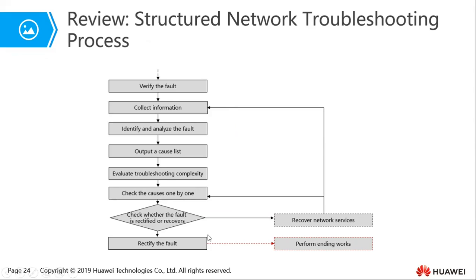Really, we've gone through this flowchart up to performing ending works, and really, as you can see, compared with an unstructured network troubleshooting process, the results of a structured network troubleshooting process are very predictable. They are very predictable, and troubleshooting really is well controlled, and also the risk of causing any new faults is minimized, is greatly minimized, because really we are following a well-structured procedure in solving the problem.